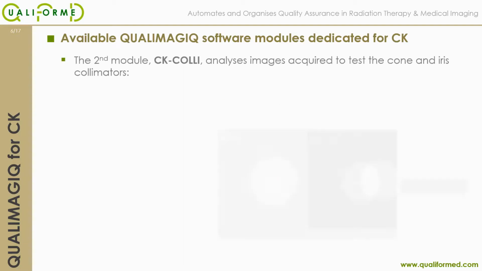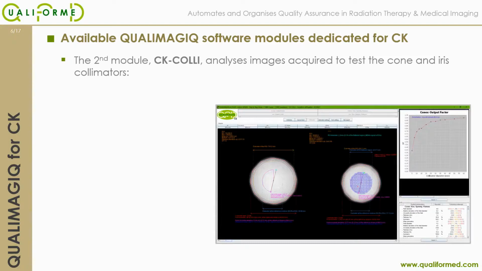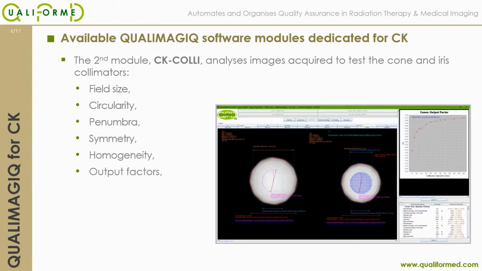The second module is CK Quality, the purpose of which is to automate tests of cone and iris type collimators, tests of field size, circularity of radiation fields, penumbra, symmetry, homogeneity, and in addition the capability to measure output factors.